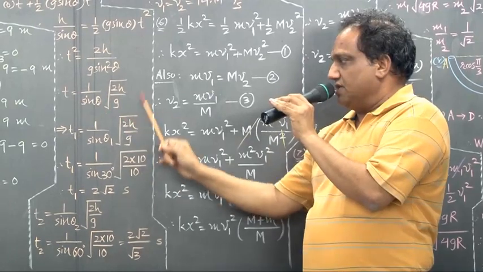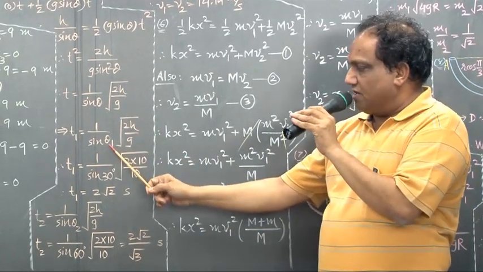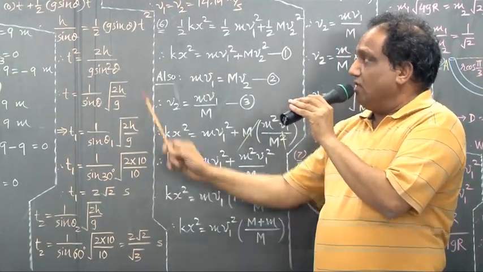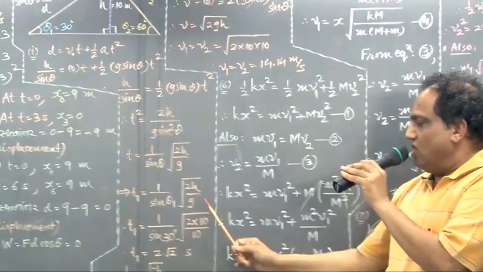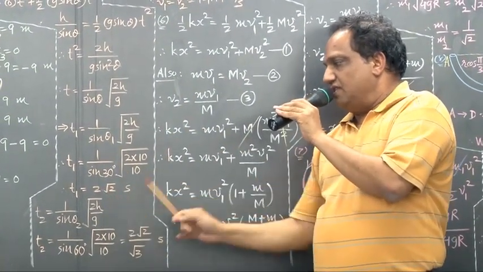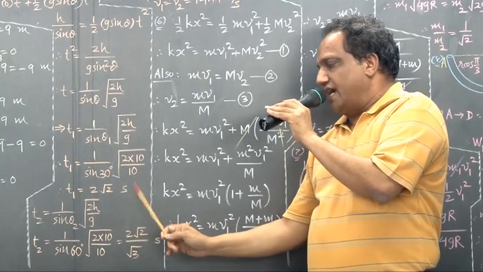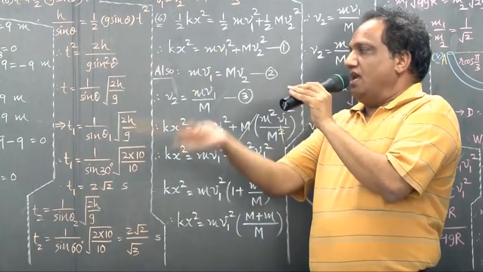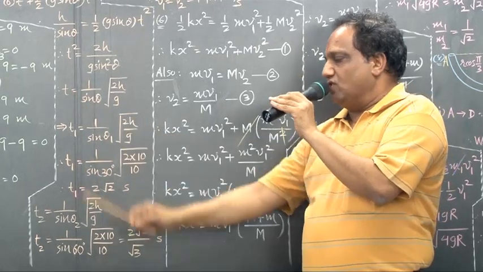This part is constant. Put the values. Theta1 is right now 30 degree. H value is 10 meter. And value of g they have given in the statement, 10 meter per second square. Simplify, this answer is 2 root 2 second. And now for the second body, instead of t, what should I write?